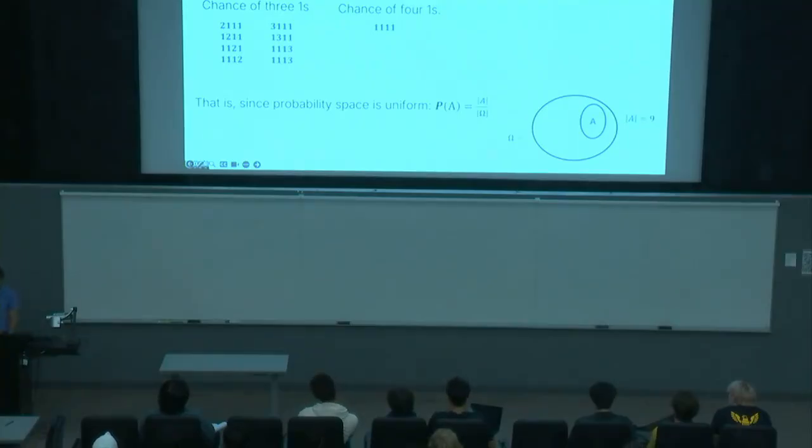There's the chance that we get 3 ones. These are all the different ways to get 3 ones. You could have 2 then 3 ones, or 1, 2, and 3 ones, or 1, 3, and 3 ones. Or you could get all 4 ones. So the overall chance of getting at least 3 ones is 9/81. Hopefully you agree with me. I can say the size of the event A is 9. And because the probability space is uniform, the probability of this event is just how much of the sample space is covered by this event.